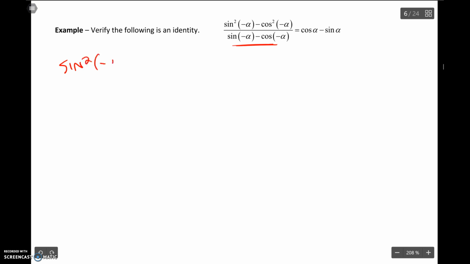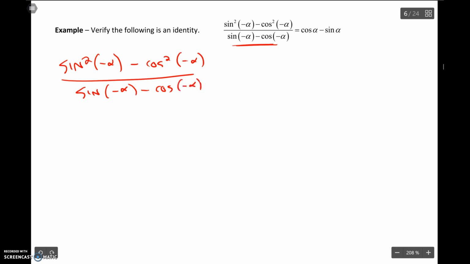Sine squared negative alpha minus cosine squared negative alpha, over the quantity sine of negative alpha minus the cosine of negative alpha. All right, so the first thing we need to do is handle these negative angles. If you recall, the sine function is an odd function, so the sine of a negative angle is the opposite of the sine of the positive angle. So this negative comes out, but whenever you square it, it becomes positive anyway, so we just have the sine of alpha.